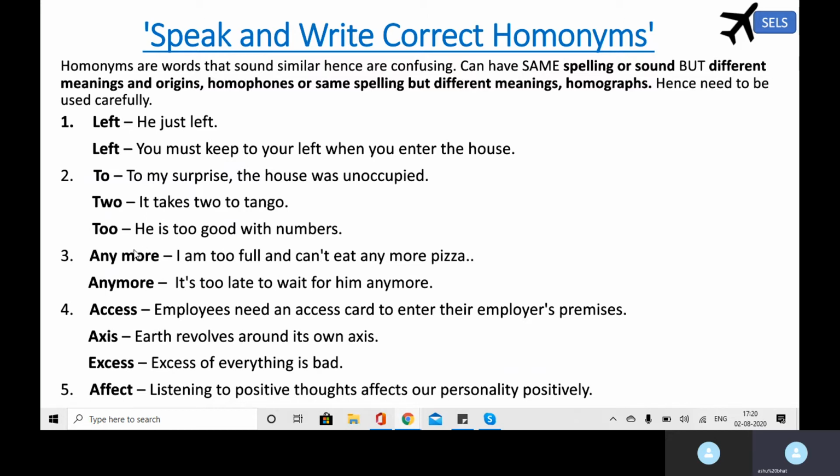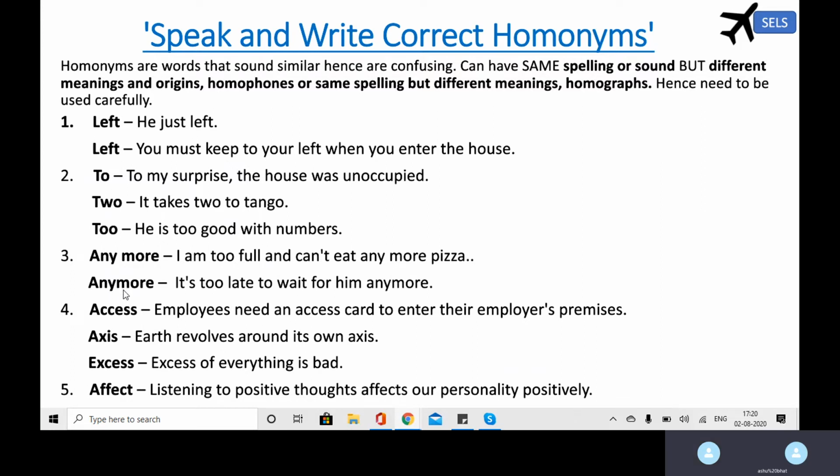All right. Now, any more, let's see the difference between any more, with a gap between any and more, and another one, one word without any gap, which is in continuation. So whenever you are using any more, it is always to indicate something which is more. You don't want to do any of that. For example, I've eaten enough, I don't want to eat any more. Or I've studied enough, I don't want to study any more.